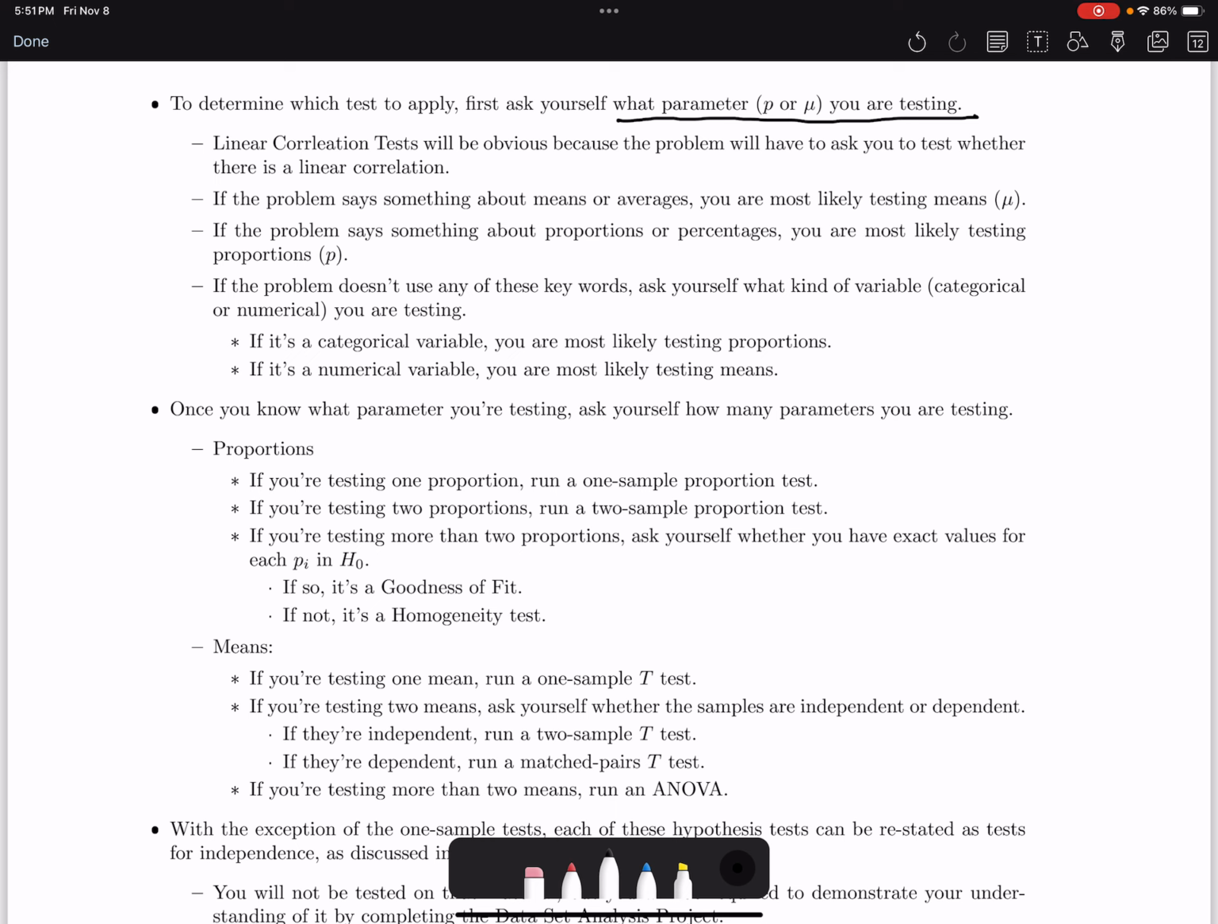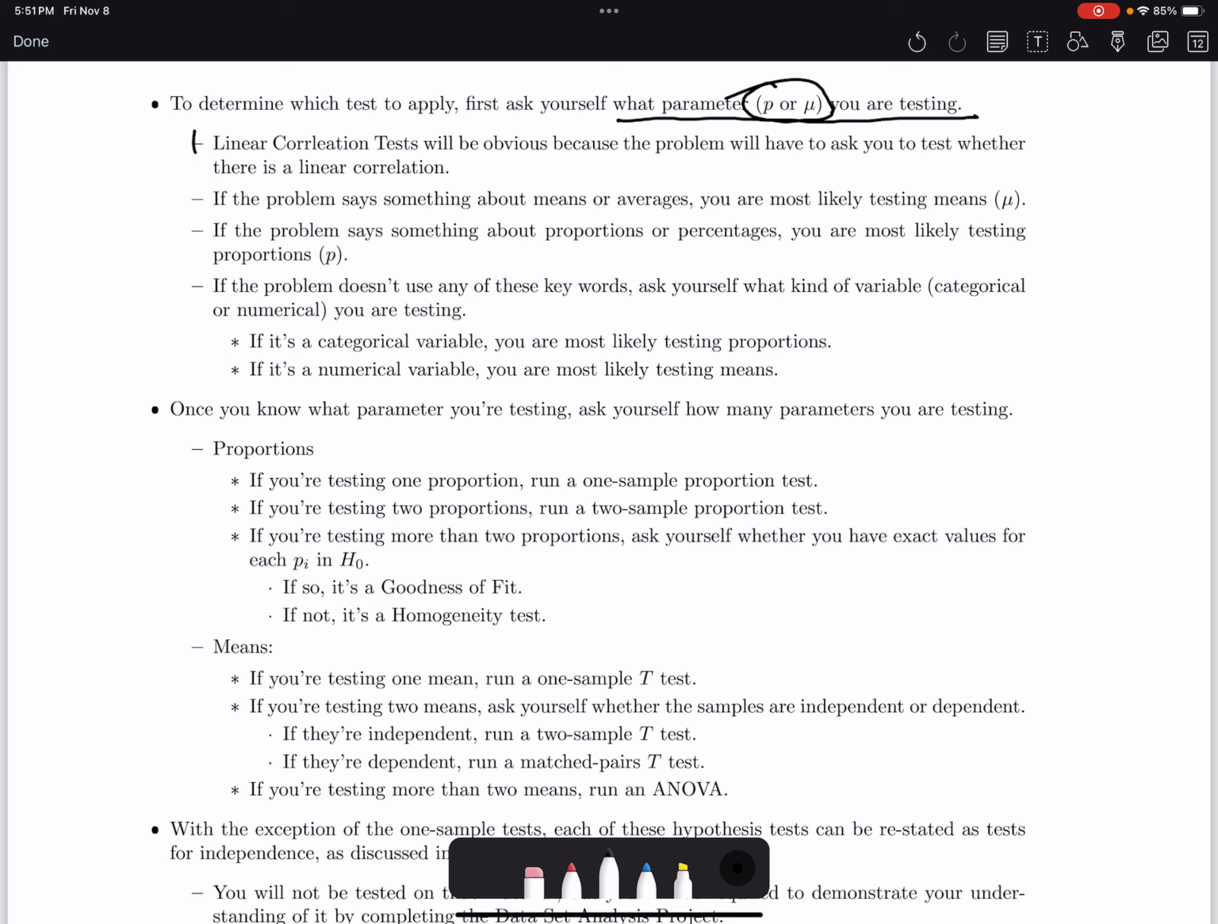You're either going to be testing a proportion or you're going to be testing a mean. Well, okay, there are 3 options, right? Because you could potentially be asked to run a linear correlation test, but that will be obvious, right? Linear correlation tests will be obvious because the problem will have to ask you to test whether there is a linear correlation, and so you'll know, all right? But for the proportion tests and the mean tests, right, you have to decide, okay, which parameter are they asking me for here? Are they asking for a proportion or a mean?